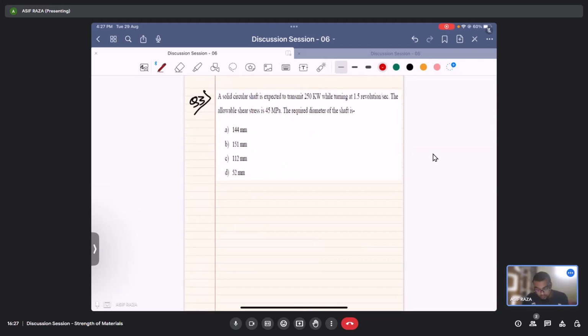So this question number 3 is, a solid circular shaft is expected to transmit 250 kilowatt while turning at 1.5 revolution per second. The allowable shear stress is 45 megapascal. The required diameter of the shaft is. Okay, so first thing first, write everything which is given. So power is provided, that is 250 kilowatt.